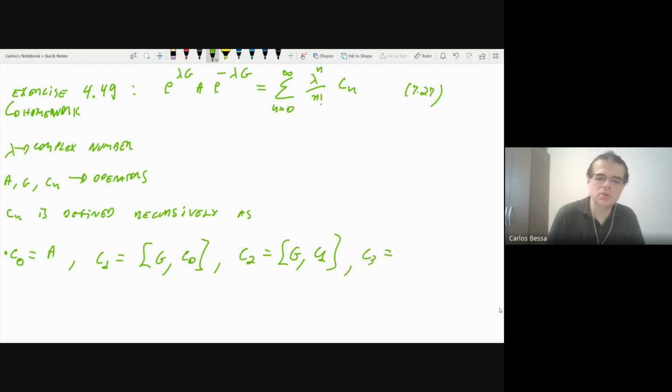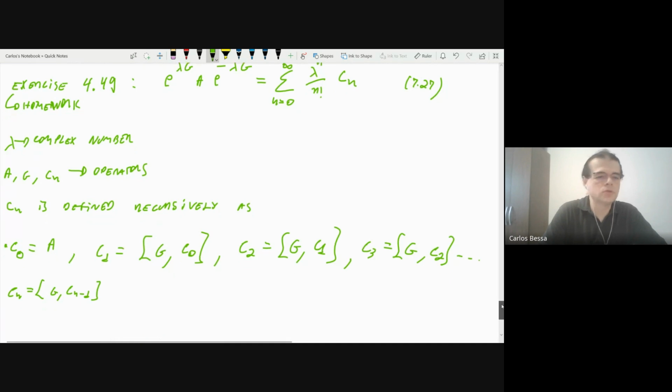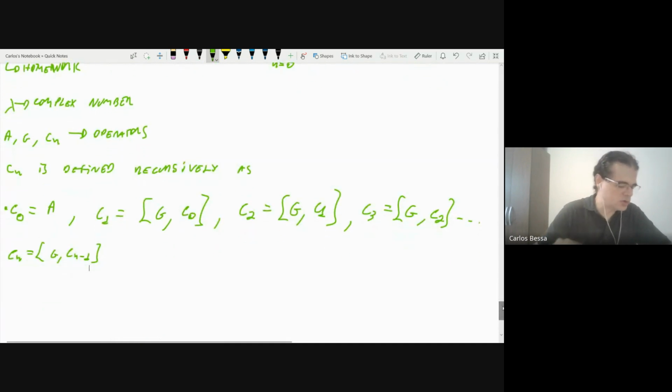C3 is the commutator of G and C2, and so on. Cn is the commutator of G and Cn minus 1. So we could use this formula to find the relations that we said above, just like copy above.